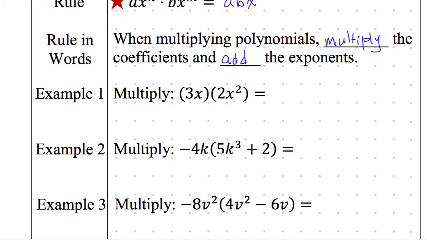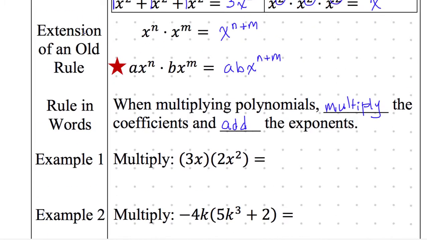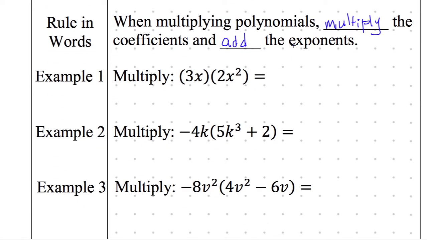All right. I'm down here on example 1. Who can multiply the coefficients and add the exponents for me? I'm just applying this rule, which is the same thing as this rule, which is the same thing as this rule. It's the same rule over and over in multiple forms.